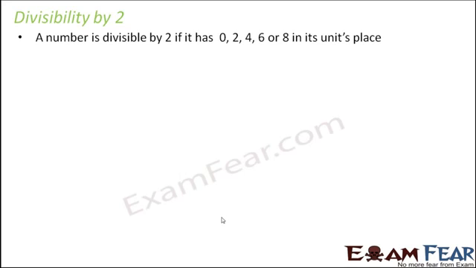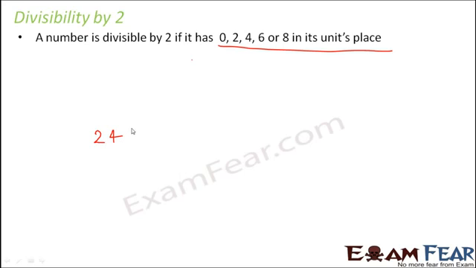So let us start with divisibility by 2. How do we determine if a number will be divisible by 2 or not? Now a number is divisible by 2 if it has 0, 2, 4, 6 or 8 in its units place. It doesn't matter how big the number is, whether it is a 3-digit number, 4-digit number, 10-digit number or 20-digit number, it doesn't matter what the length of the number is. You only need to focus on the units place, the digit that is present in the units place.